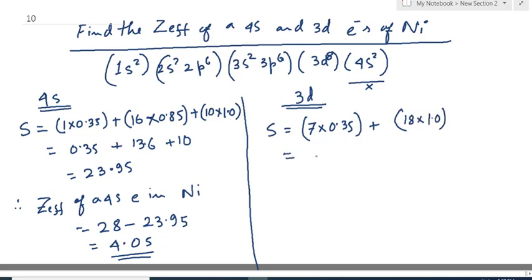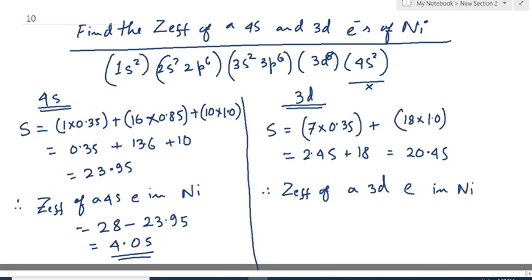and we can calculate the Z effective for a d electron in nickel to be 28 minus 20.45, so that is 7.55. In other words, we can say that a d electron is more tightly held in nickel than a 4s electron, and this actually justifies why if we form nickel 2 plus, the electrons from 4s orbitals actually go away rather than from d orbitals. Okay.